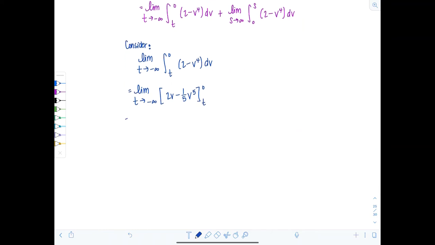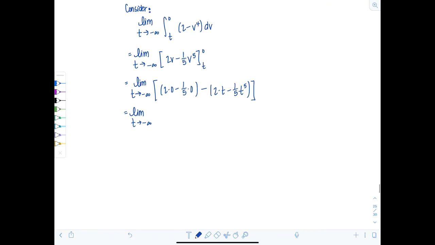All right, then plugging in the limits of integration, we have the limit as t approaches negative infinity of 2 times 0 minus 1 fifth times 0, that's the upper limit, minus the lower limit, 2t minus 1 fifth t to the fifth. Okay, so I just have the limit as t approaches negative infinity. Everything in that first upper limit is just going to go to 0, and all I have left is negative 2t plus 1 fifth t to the fifth.